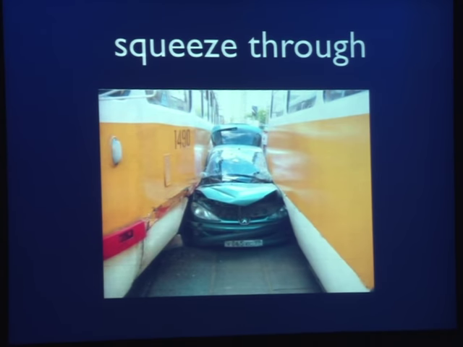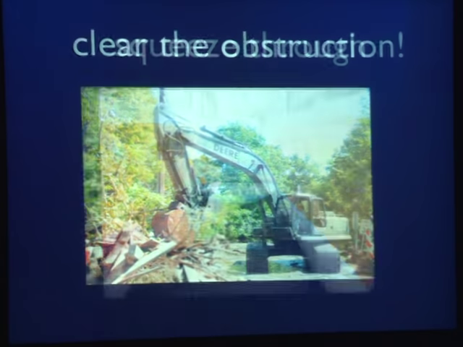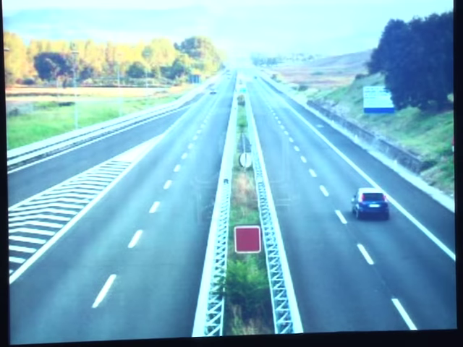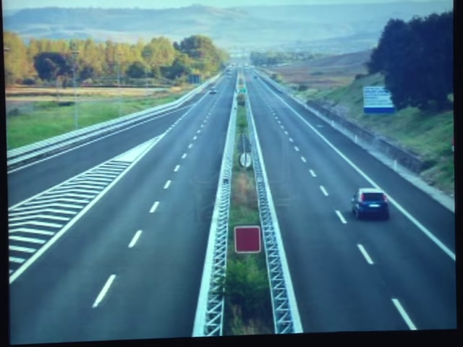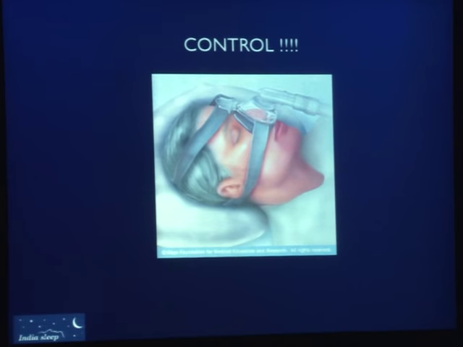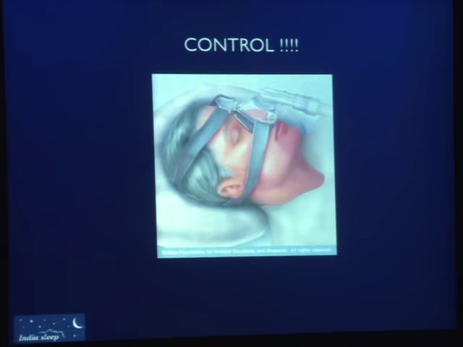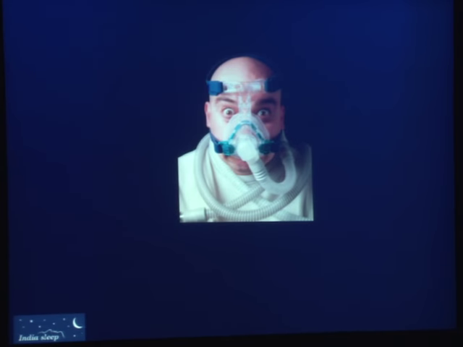The most logical solution is definitely not squeezing through. If we can clear the obstruction, let's clear it and get the highway free. If we cannot do it, then we give the patient a control so that life can move on. But if we can, we should try for a cure, because control does not go well with most patients. Around 70% is the statistic.